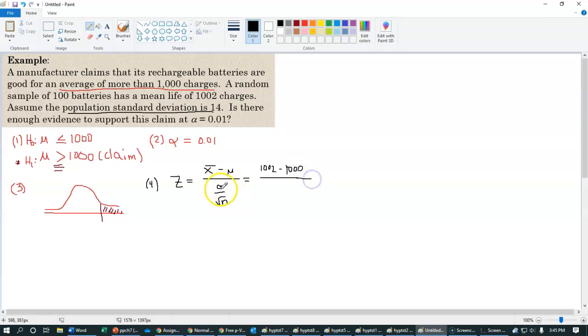Divide that by sigma. Sigma is the population standard deviation, which is 14. And then that 14, I need to divide it by the square root of the sample size. How big was the sample? It says here 100.